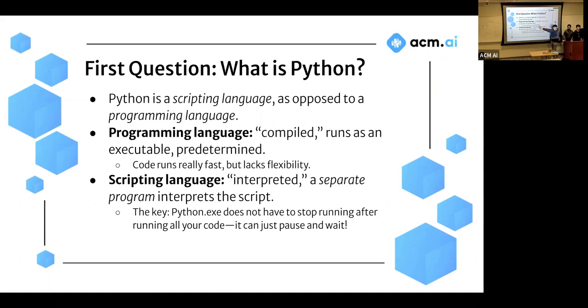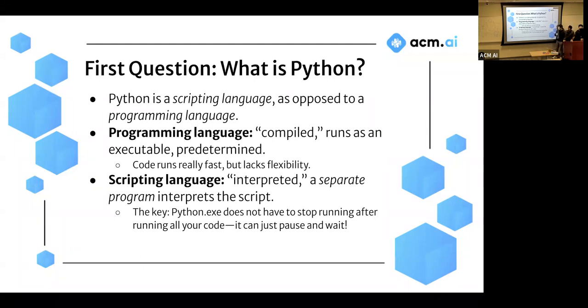That means the code runs really fast, right? Because the programmer knows exactly what it's going to do, but it lacks flexibility. And you'll see why in a bit. A scripting language is what we call interpreted. We have a separate program, in this case python.exe if you're on Windows, or just Python if you're on Macs, that interprets the scripts in real time, sort of. There's another thing called just in time, which is a different thing, but it interprets the scripts and translates this text to something that it executes.